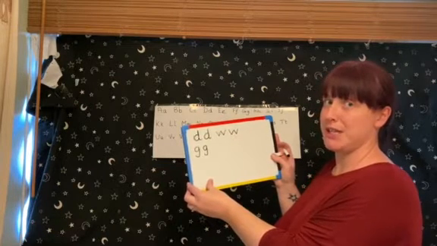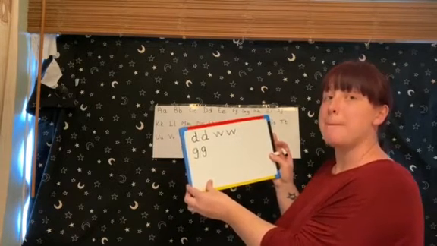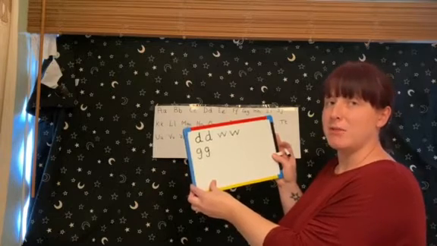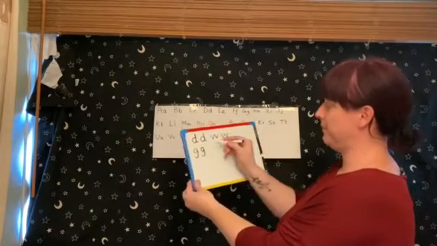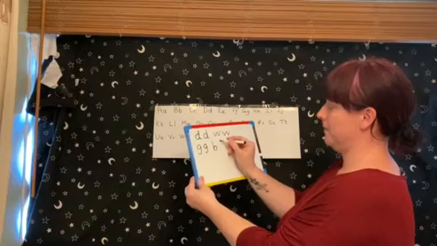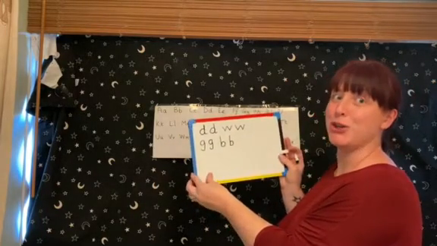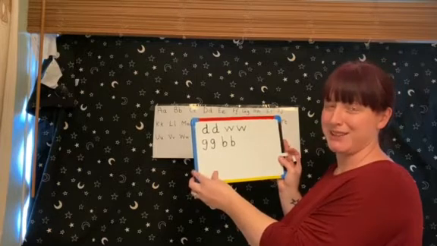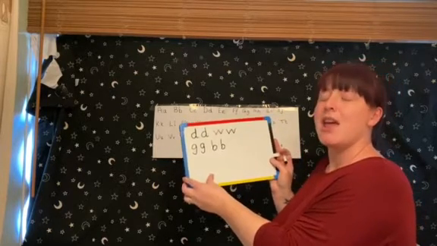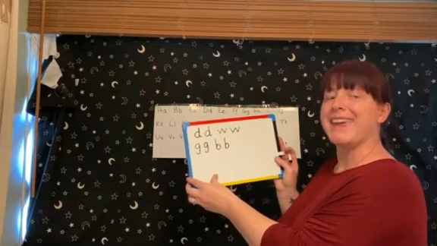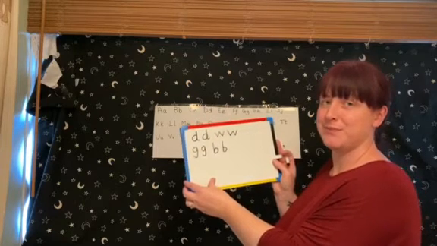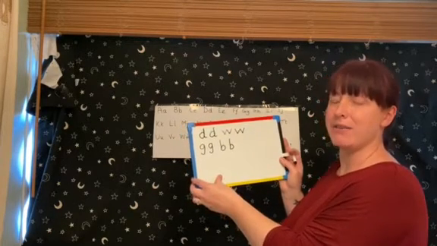Okay, here it comes. You ready? The sound is B. The letter name is B. There we go. How did you do? Brilliant. Well done. Two more to go. The next one is K. K.